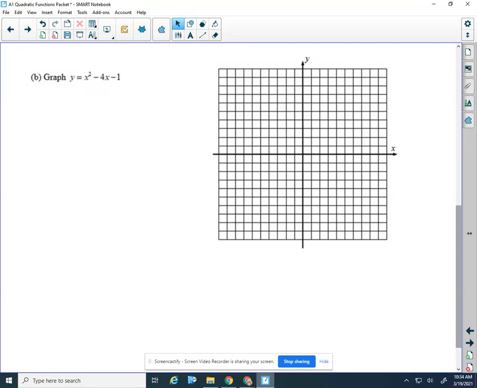So we're still on page 3. Now we're on letter B. It says graph y equals x squared minus 4x minus 1. So the first thing we're going to do is find our axis of symmetry.